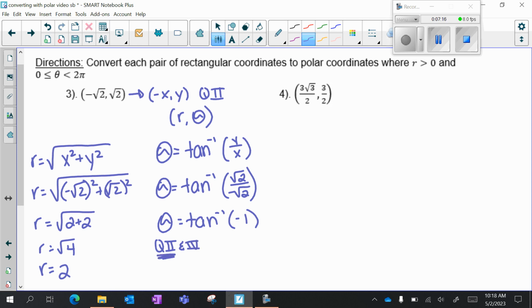I have to be in quadrant 2 based on my original notes that I took when I started. My reference angle is pi over 4 or 45 degrees. So in quadrant 2, theta would be equal to 3 pi over 4. So my final answer (r, theta) is (2, 3 pi over 4).